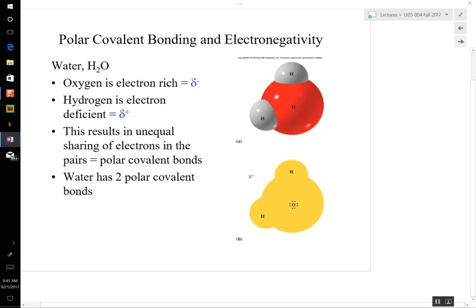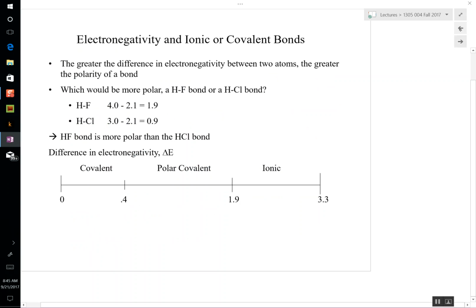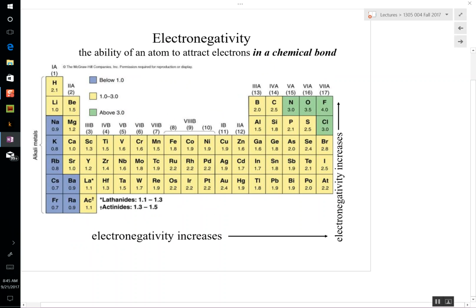We need to understand this. Electronegativity. Unlike the ionization energy and electron affinity, which you can go in the laboratory and measure those energies and get numbers, this is a scale. This is a relative scale put together based on everything we know about these elements.